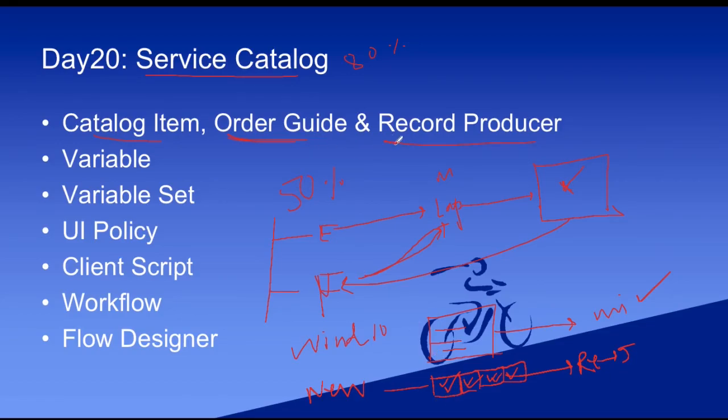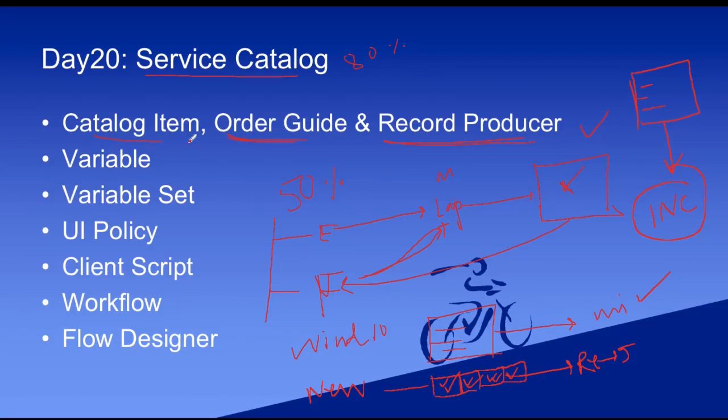And last but not least, the record producer. Let's say one of the things is not working. I have received a laptop and the laptop is not working. For that, I will fill up a particular form, and once I fill it, this form will be directly converted to an incident, and we know that an incident is nothing but an interrupt or unplanned issue. In that case, it will not create any request, it will directly create an incident. That we call the record producer.